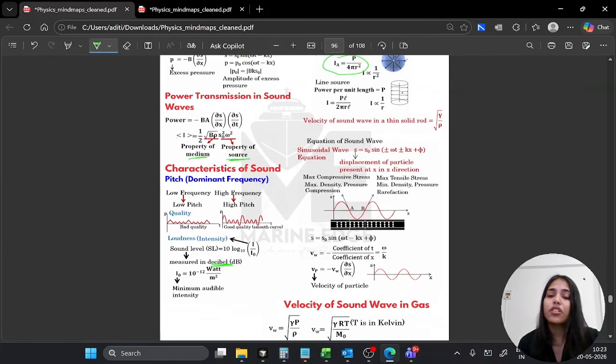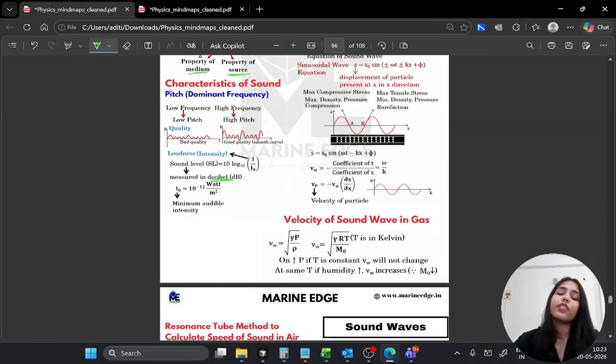Now, equation of sound waves. How do we denote a sound wave? That is denoted by S naught sin(omega t plus kx plus phi). S is the displacement of particles, right? Omega is the angular frequency, x is the displacement, and phi is the phase in which the sound is being transmitted. Now, if we talk about different types of gases, the velocity of sound waves varies, right? So it depends upon gamma also, the pressure, and the rho or the density. Okay, if P and T are constant, the velocity will not change.